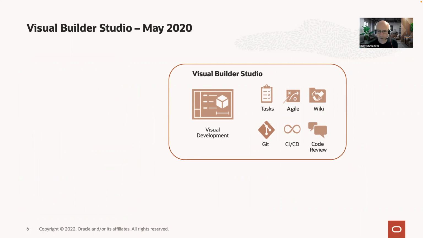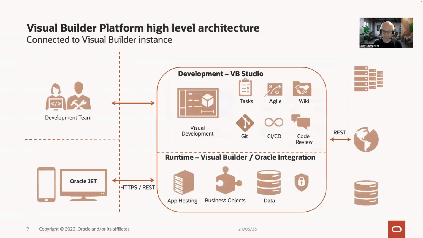So today in Visual Builder Studio, you get all the Git version management, code review, CI/CD automation, all the team management in terms of tracking tasks, agile, wiki for sharing information, and you also get the Visual IDE for developing Visual Builder applications. Now, Visual Builder Studio itself is just development, but at the end of the day, you need to deploy the application, and the deployment would be onto the Visual Builder runtime.